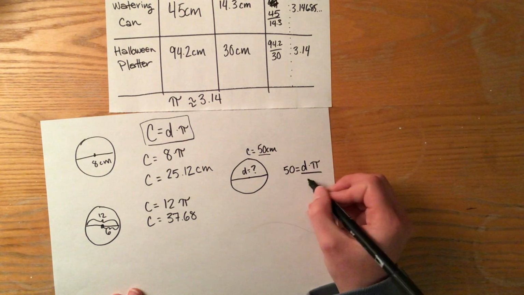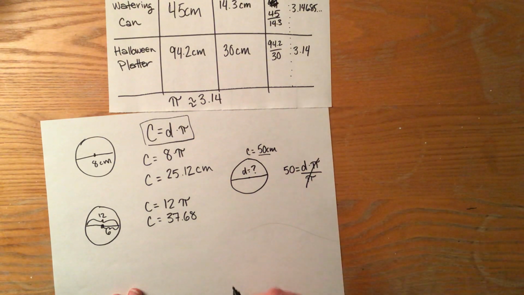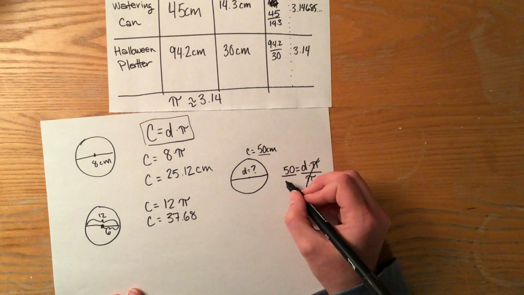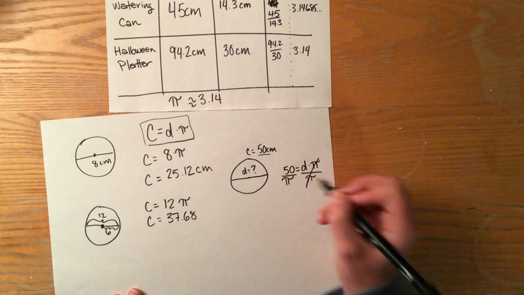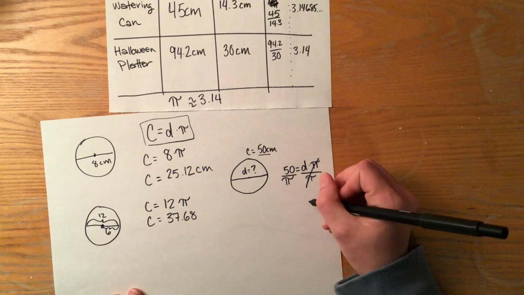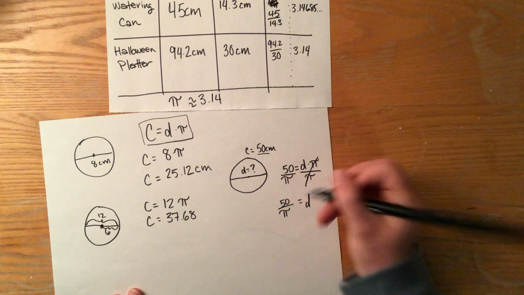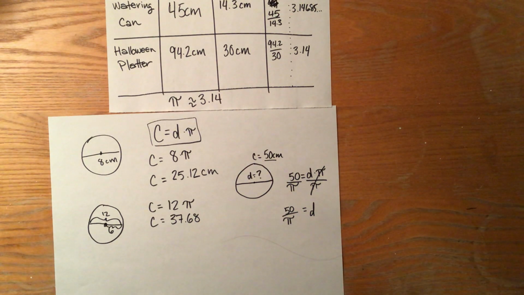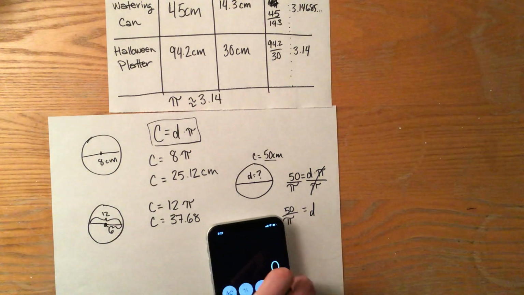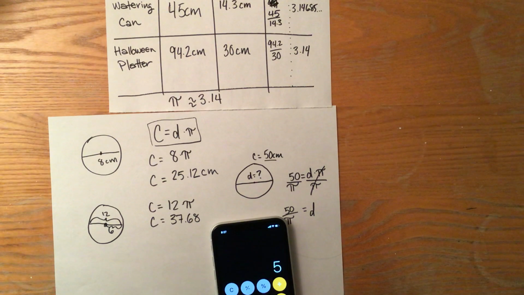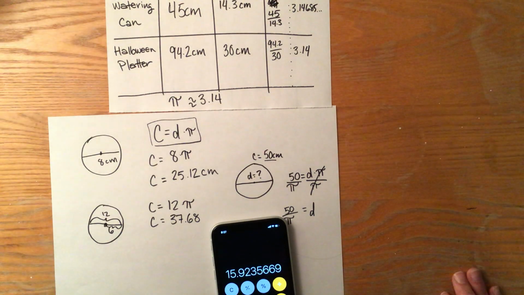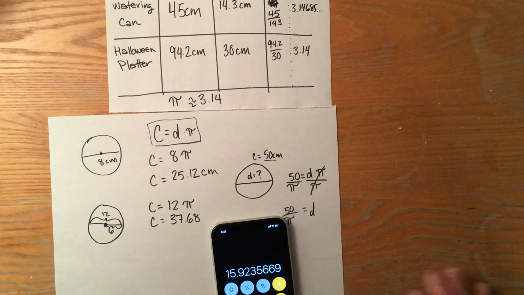We're going to divide by pi. So pi goes away on this side and we're left with just the value of d. We'll divide both sides by that. So we have the diameter is equal to 50 divided by pi. And what do you get when you do that calculation? All right, when you do that calculation, 50 divided by approximately 3.14, you get the diameter is about, rounded to the nearest hundredth, 15.92.